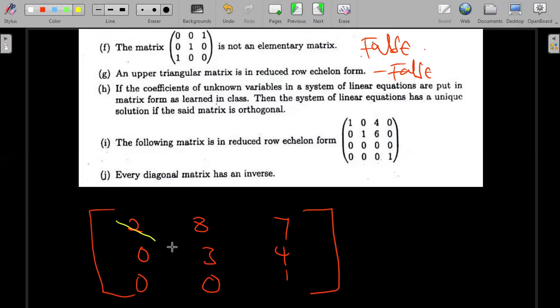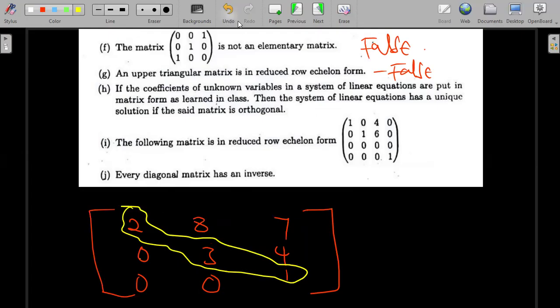Why? Because it forms a triangle on the upper part. This is a triangle here. No wonder we're saying upper triangular what? Matrix. But by definition, we say it is a matrix that has all the entries below the main diagonal to be 0. So this is the main diagonal here, and we can see that all the entries below it are what? Zeros. That's what we call an upper triangular matrix. So here they are putting it in general. They're saying an upper triangular matrix is in reduced row echelon form. No, that is false.